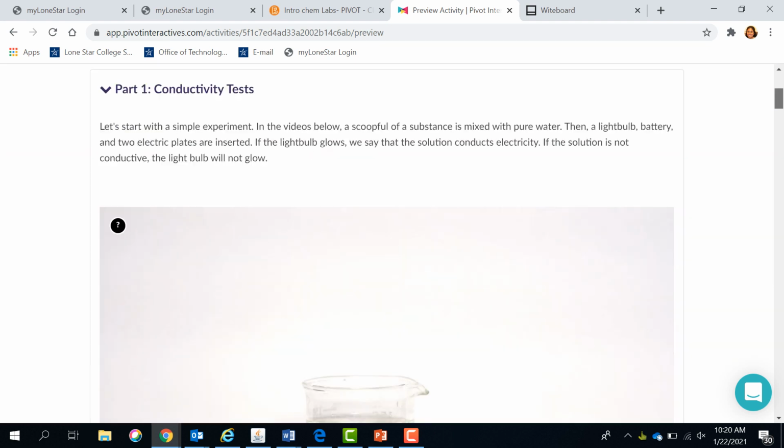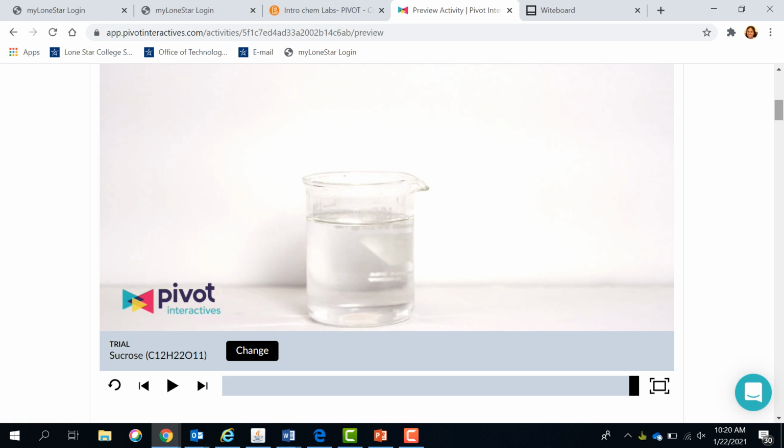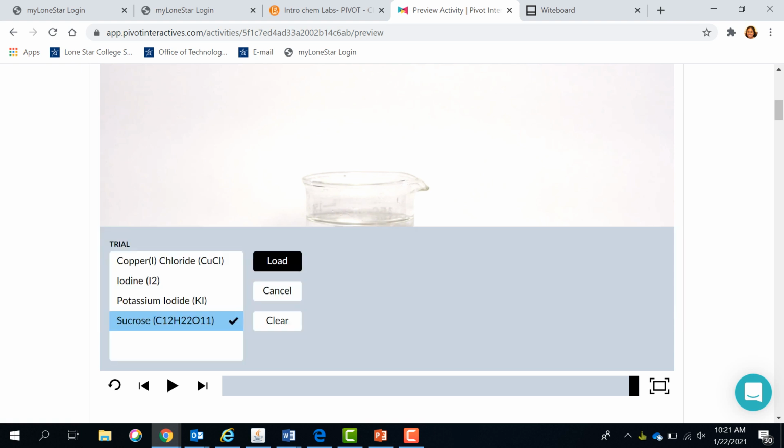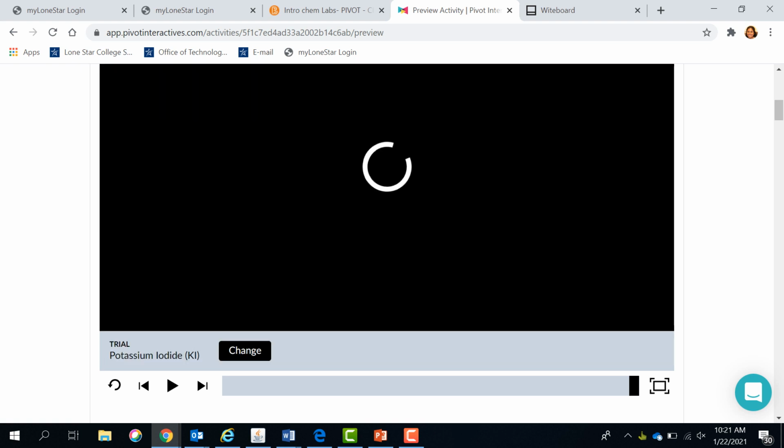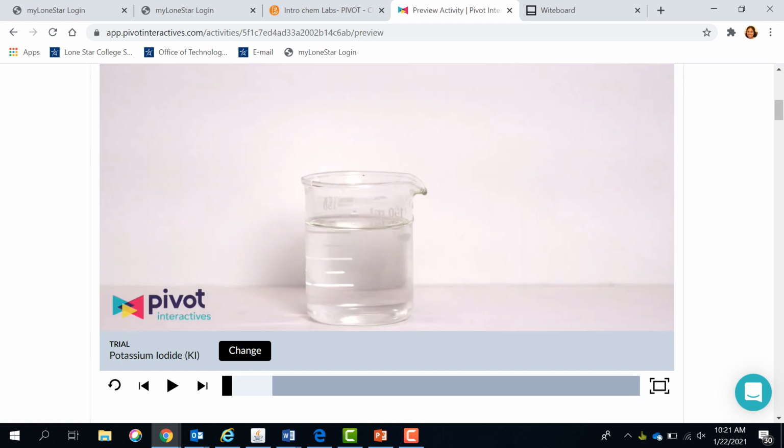So in the first simulation, you dissolve the ionic compounds and the covalent compound. So sucrose is a covalent compound, while another compound like potassium iodide is an ionic compound. The main important thing in this lab is that you need to understand clearly what is an ionic and covalent compound.